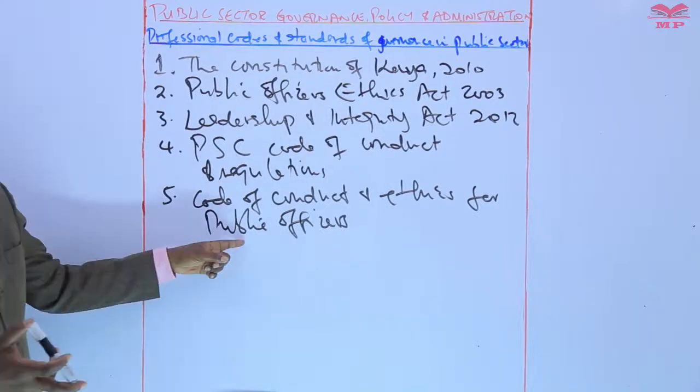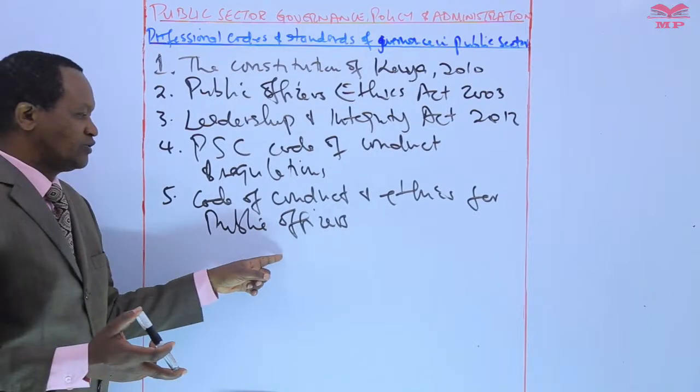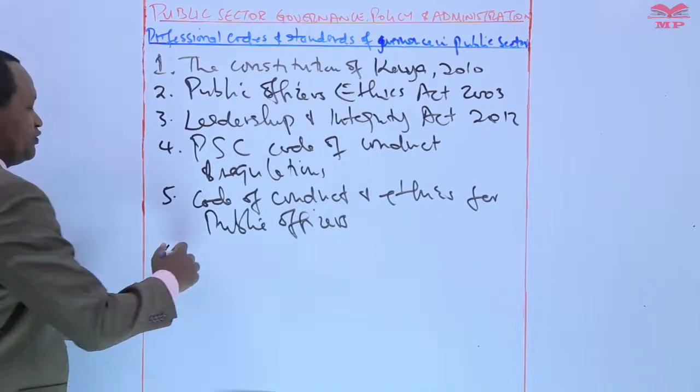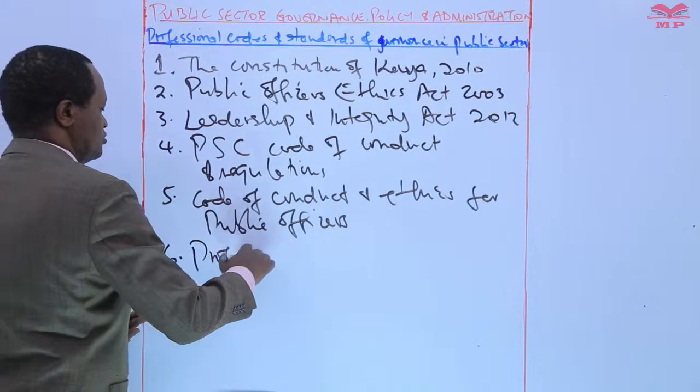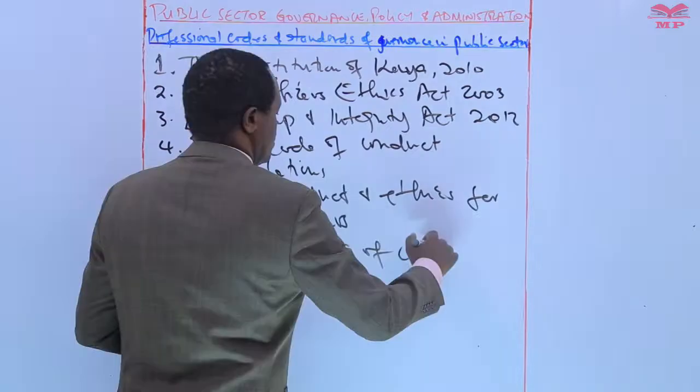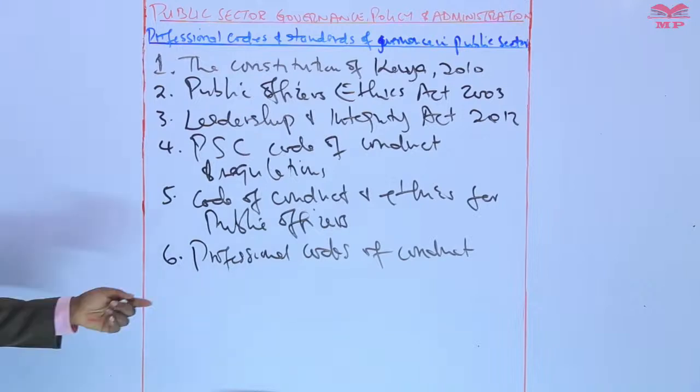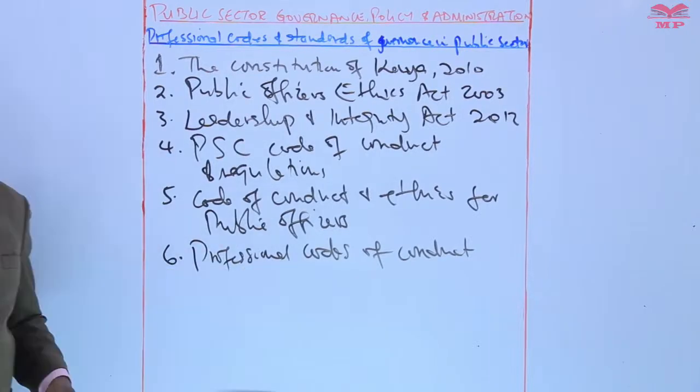That is covered in the Code of Conduct and Ethics for Public Officers that has been developed by the Ethics and Anti-Corruption Commission. Then we have professional codes of conduct from different professional bodies.